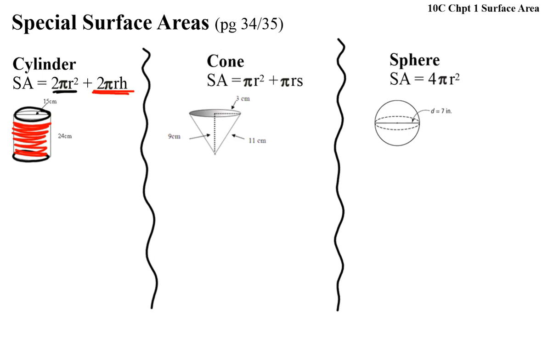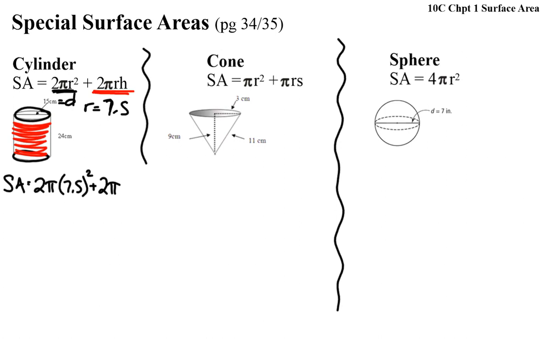So when everything's given to us, the surface area of a cylinder is 2 times pi times r squared. 15 is the diameter, so the radius would be half of that, 7.5. So 2 pi radius squared plus 2 pi times r times h. The radius we just discovered is 7.5, and the height of the cylinder is 24.